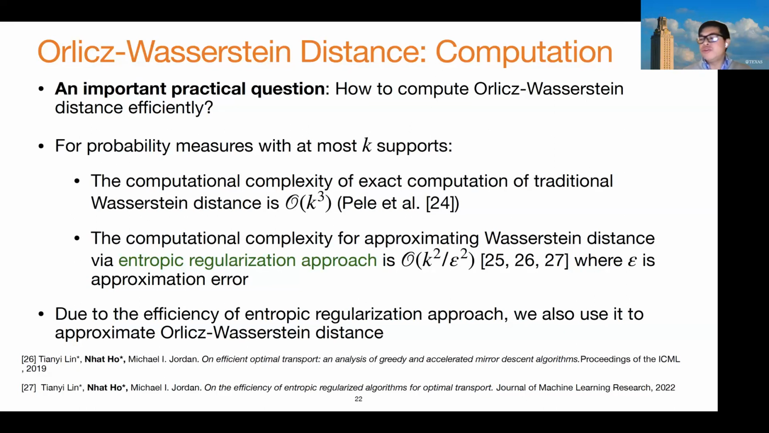So if we talk about the traditional Wasserstein metric, then the best possible computation is O(k squared), where k here is the number of atoms, right, of the mixing measures. And that O(k squared) can be achieved by using the entropic regularization approach, right? So this is basically the best possible computational complexity that we can have for approximating the Wasserstein distance when we have, like, Euclidean distance, let's say. And now we try to adapt this idea to also improve the efficiency of computing the Orlicz-Wasserstein distance.